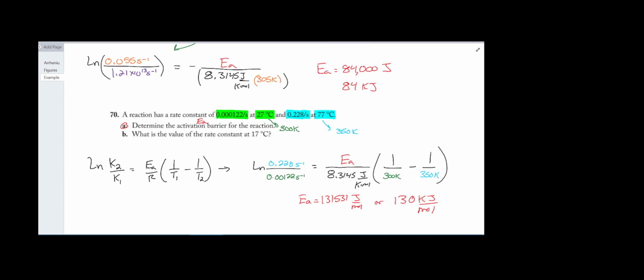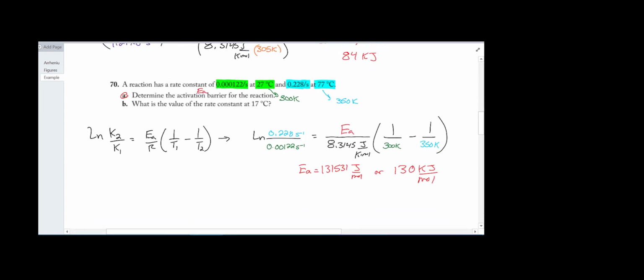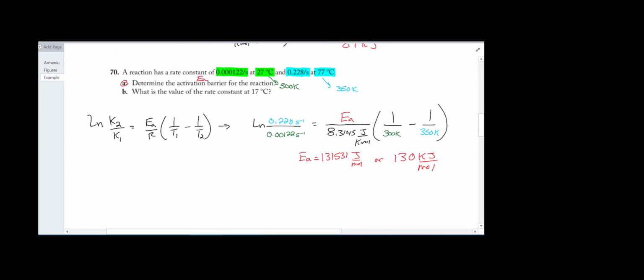B, all we're doing now is looking for a K, right? And so now I'm going to use the light blue ones because they're smaller numbers, right? You can use the green ones. It doesn't really matter. Let's use the green ones. So here, natural log K2 is what I'm looking for. K1, I'm going to keep it as 0.00122 seconds negative 1 equals, we got 131,531 joules per mole. You can use that. You can use the 130,000. It's really not going to make that big of a difference.